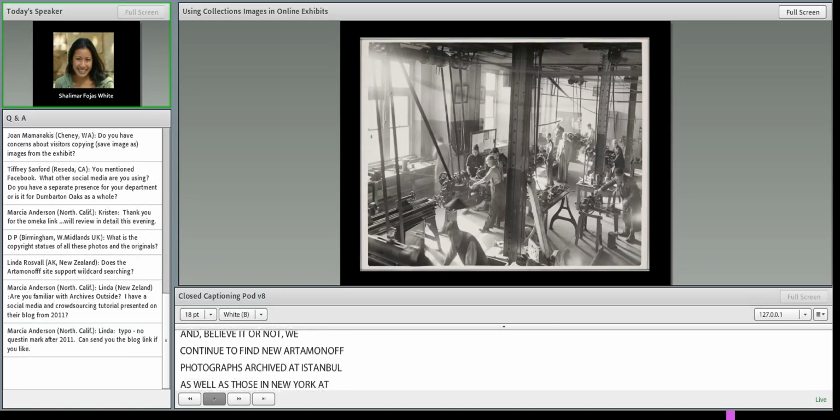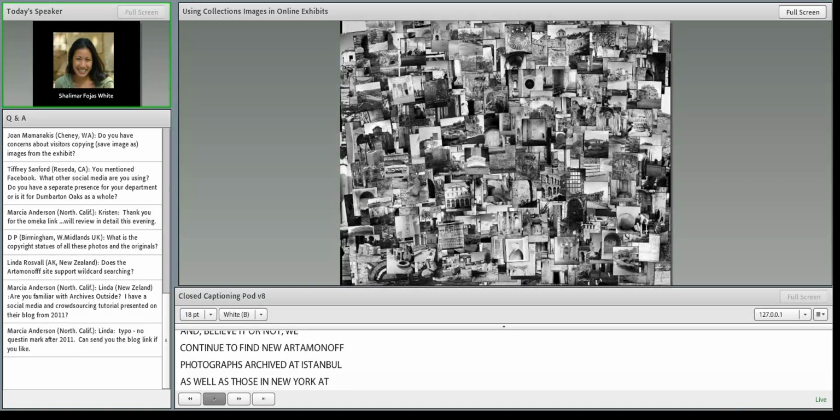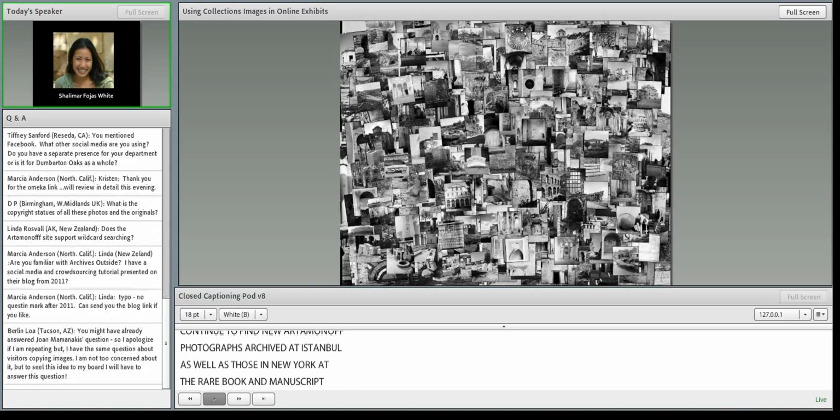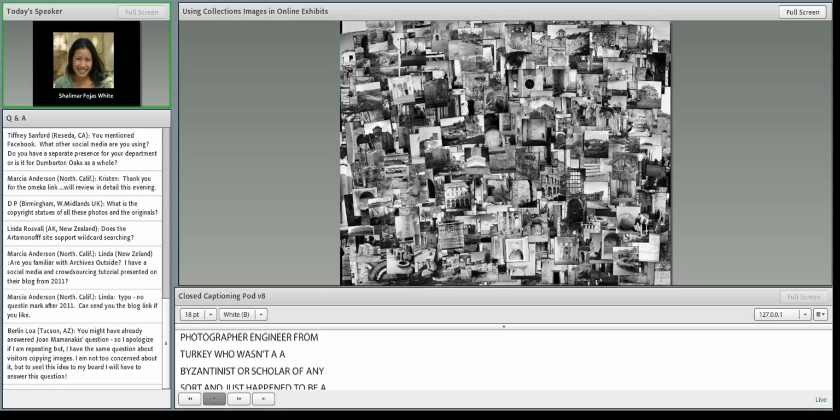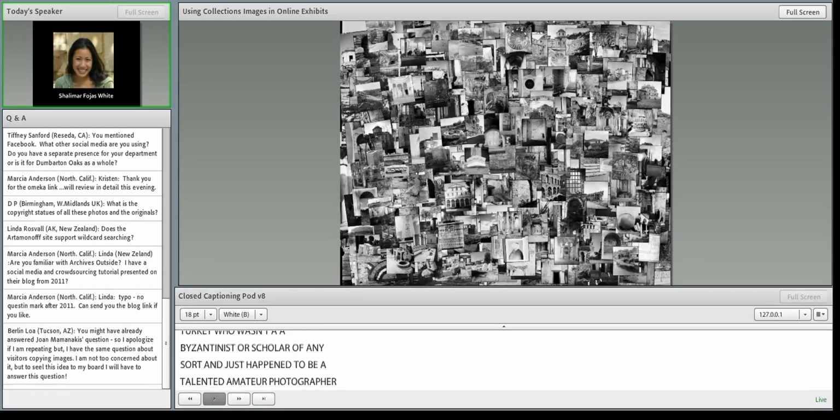So all of this for a Russian photographer, engineer from Turkey, who wasn't a Byzantinist or a scholar of any sort, and just happened to be a talented amateur photographer during a time of unprecedented archaeological activity in his adopted city, and who until recently was just a mysterious name in some old binders.